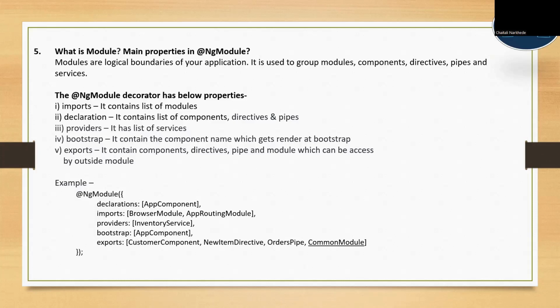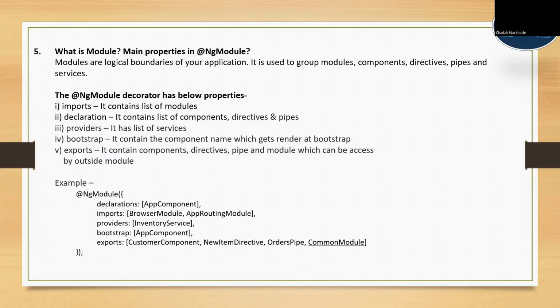The next one is providers. Providers contains all the services which are used by your application. Next one is bootstrap. It contains the component name which gets rendered at the start of your application. Next one is exports. It contains components, directives, pipes, and modules which can be accessed from outside the module.